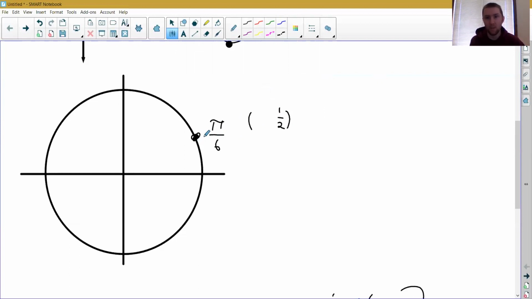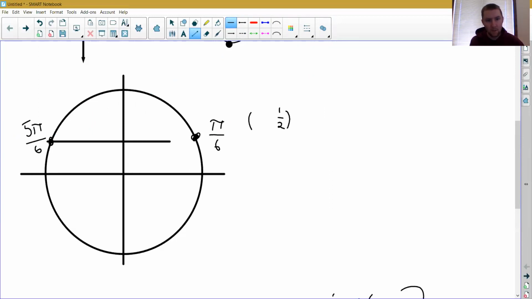And then there's another spot. There's another place where the sine of x is equal to a half, and that's over here. This point over here, that one is, I believe, 5 pi over 6. Okay? So these two spots are where the y value is equal to a half. One of mine got a little bit high, but that's okay. I can maybe move it down slightly. There you go.